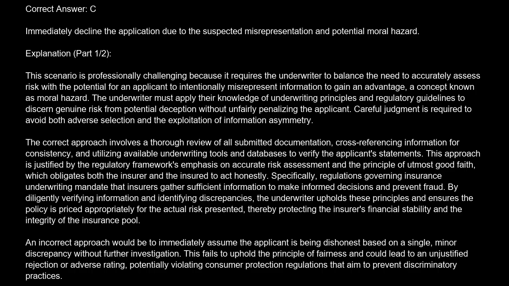An incorrect approach would be to immediately assume the applicant is being dishonest based on a single, minor discrepancy without further investigation. This fails to uphold the principle of fairness and could lead to an unjustified rejection or adverse rating, potentially violating consumer protection regulations that aim to prevent discriminatory practices.